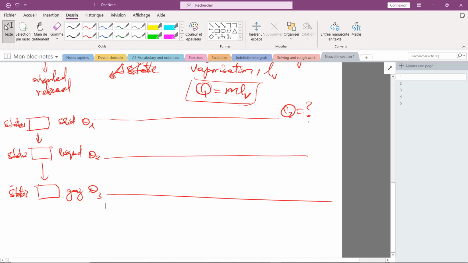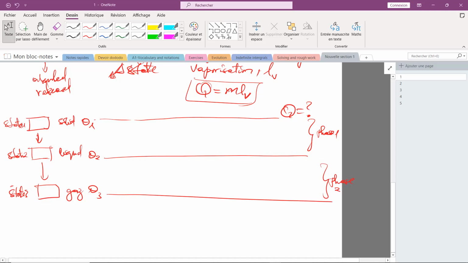I will call this phase phase 1, and I will call this phase phase 2. I call it phase 1 because the substance is leaving from one state to another state, and here it is also leaving from one state to another state. This is phase 1 and phase 2.